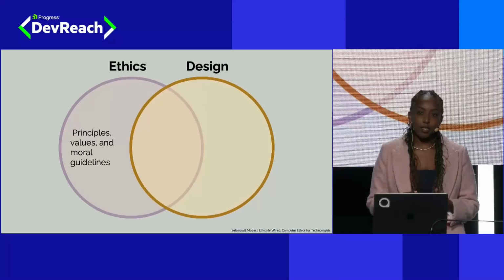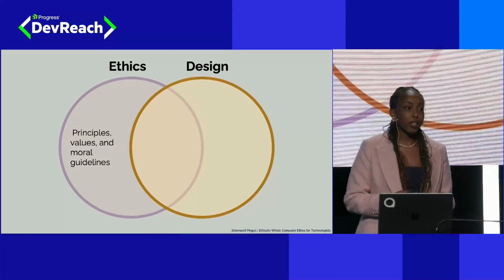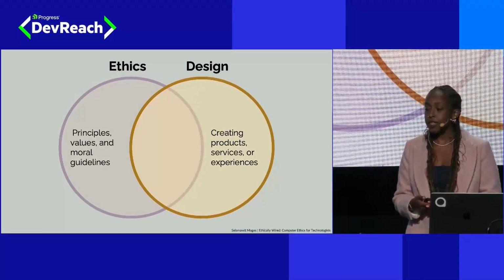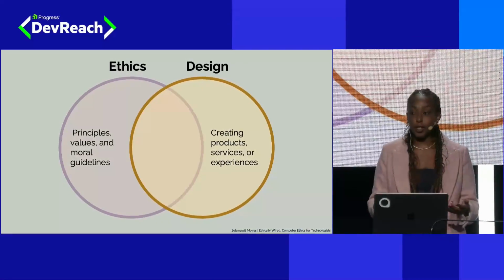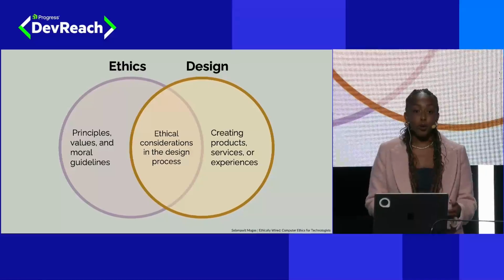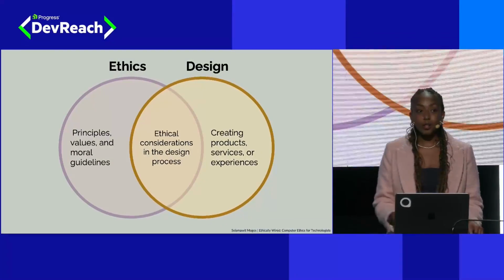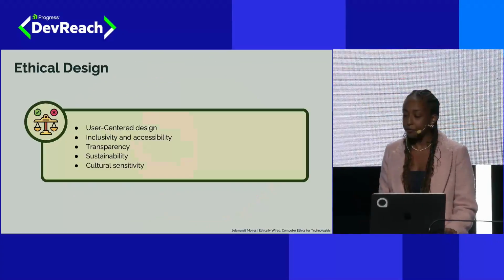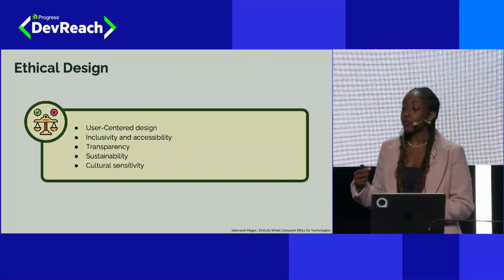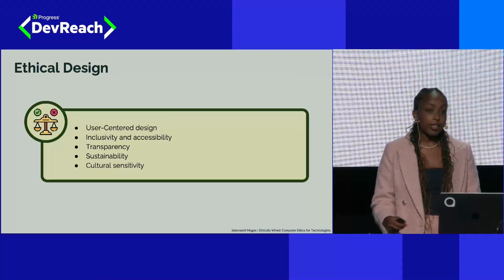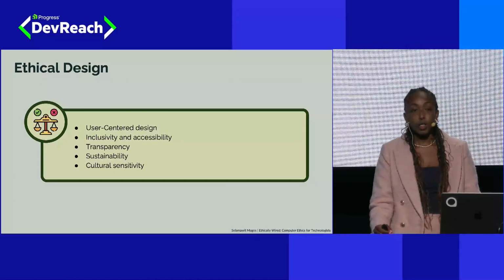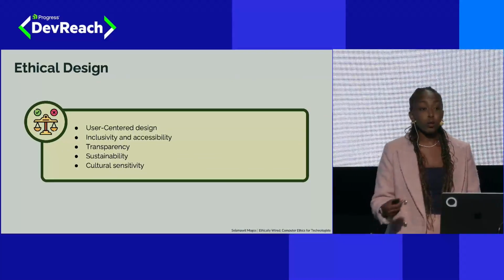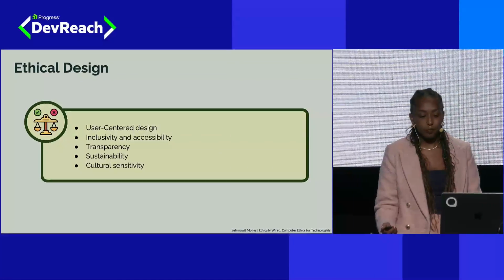So when we think about ethics, we think about things like principles, values, and moral guidelines. And then when we think about design, we think about things like creating products, services, and experiences. Now, where those two actually intersect is the ethical considerations in the design process. Now, what does that actually look like? That's things like user-centered design, inclusivity and accessibility in the products that we build, transparency for our users, sustainability for our environment, and cultural sensitivity for our communities.